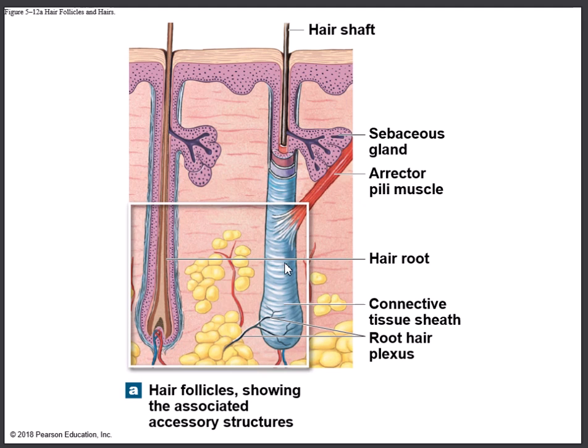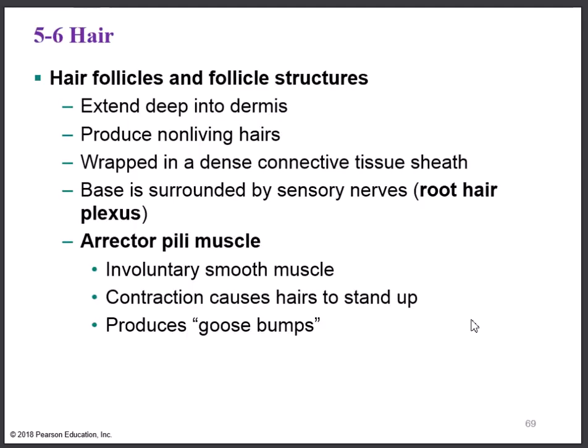This blue tissue on here is actually the connective tissue sheath, and its job is to anchor the follicle into the dermis. This way we don't rip the follicle out of the dermis, right? We want to keep it inside the dermis. So this connective sheath does that for us, and that's what we have over here. The follicle is wrapped in a dense connective tissue sheath.